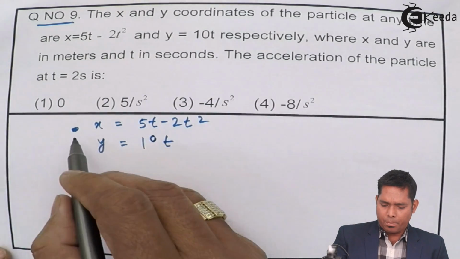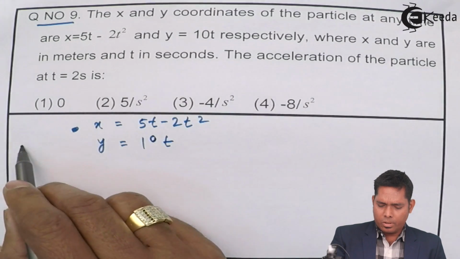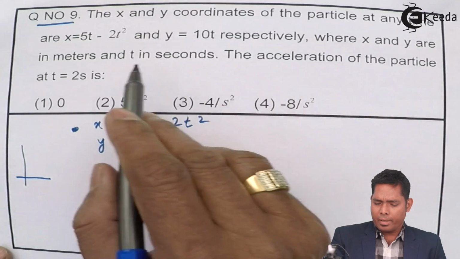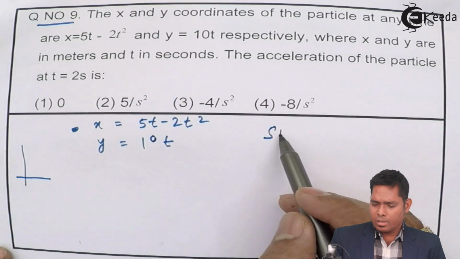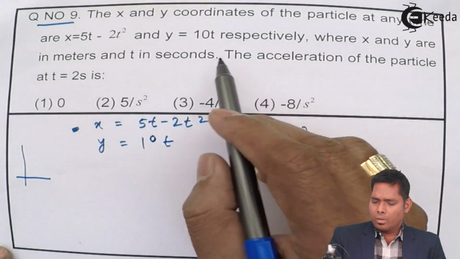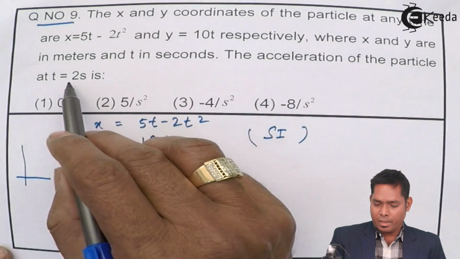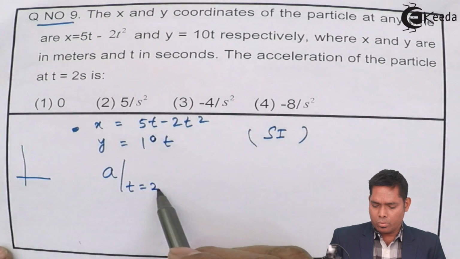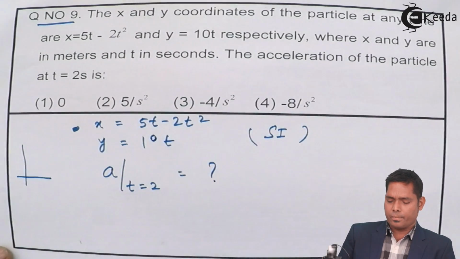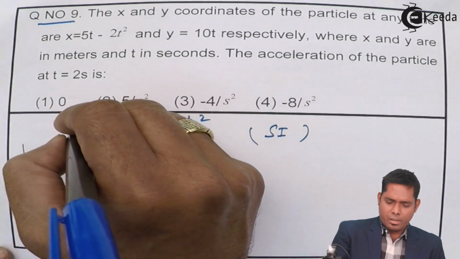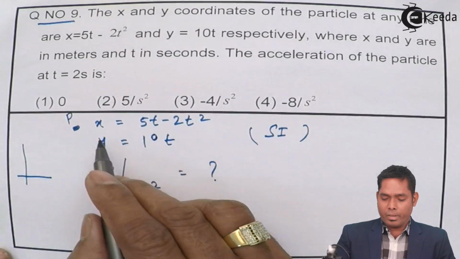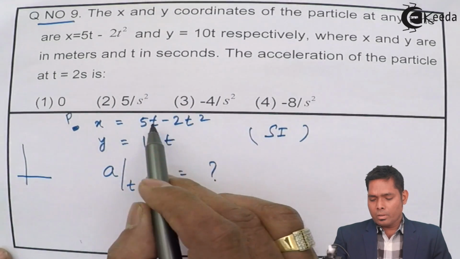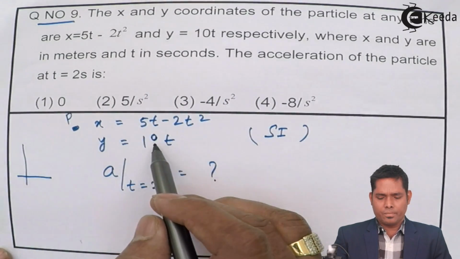respectively. So the particle is here, suppose this is the origin, where x and y are in meters and t in seconds, so it is in SI system. The acceleration of the particle at time t equals 2 seconds, so you have to find the acceleration at t equals 2 seconds. As you change the value of t with time, the x position and the y position will change.